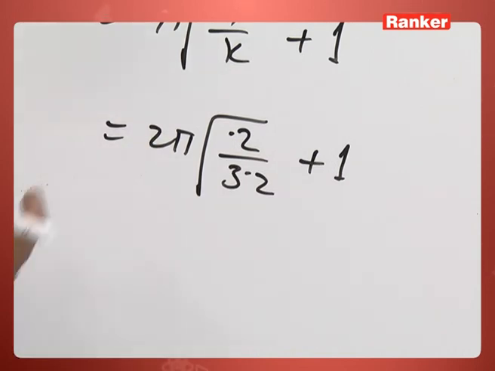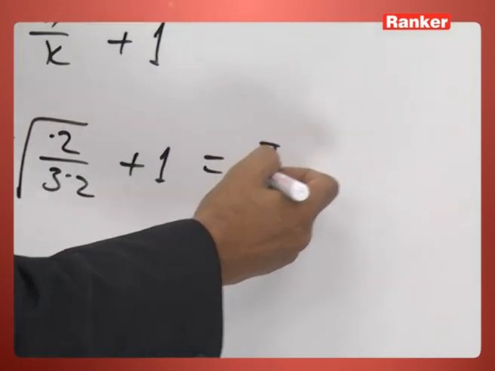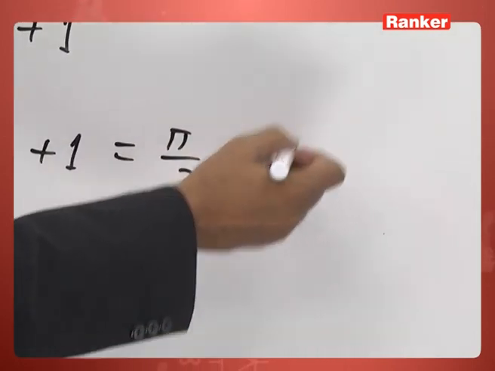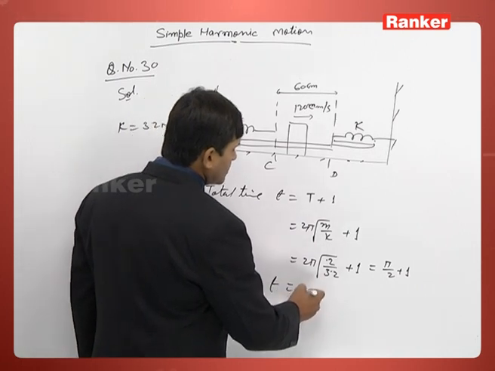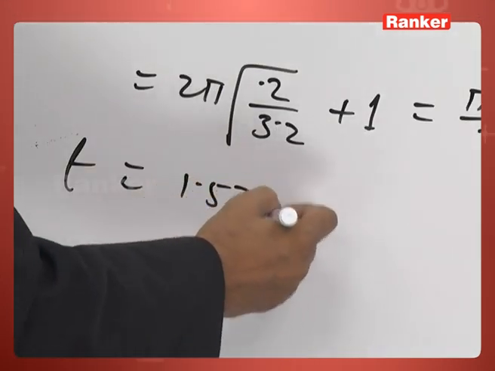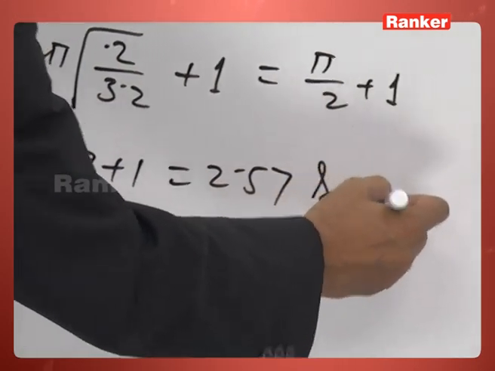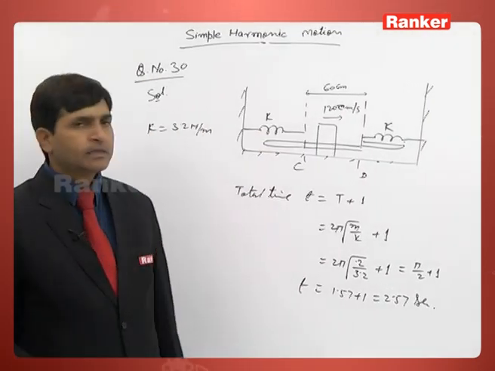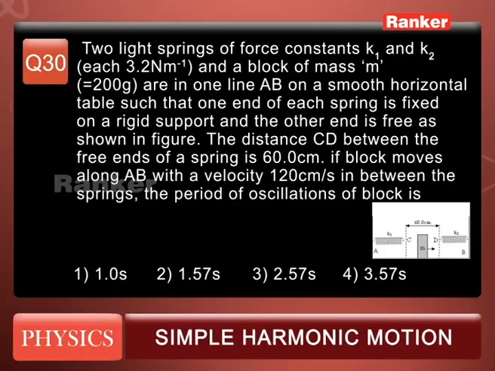So this will be pi by 2. So this will be pi by 2 plus 1. So T is pi value, 1.57, plus 1. This is 2.57 second. This is the time period of oscillation. So our correct option here is option number 3.